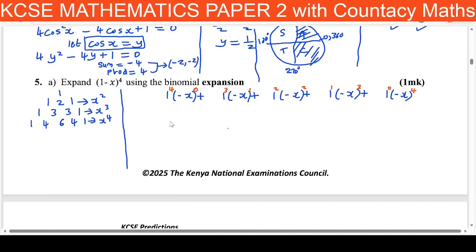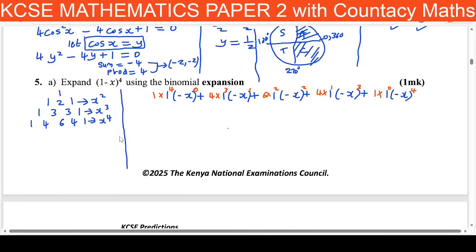And what else do we do? We also multiply with these coefficient values. Here we are going to multiply by 1, all these are going to be multiplied by 1. The second one, we multiply by 4. The other one, we multiply by 6. The other one, we multiply by 4. And finally, the other one, we multiply by this one.